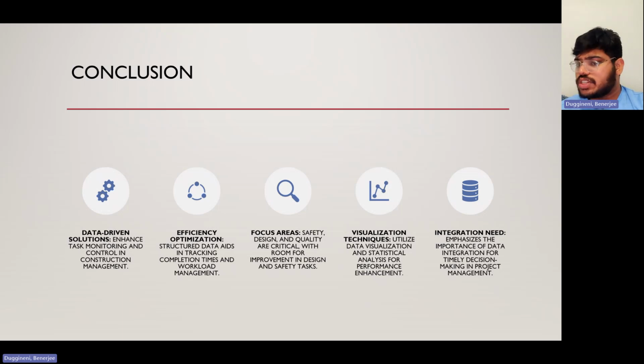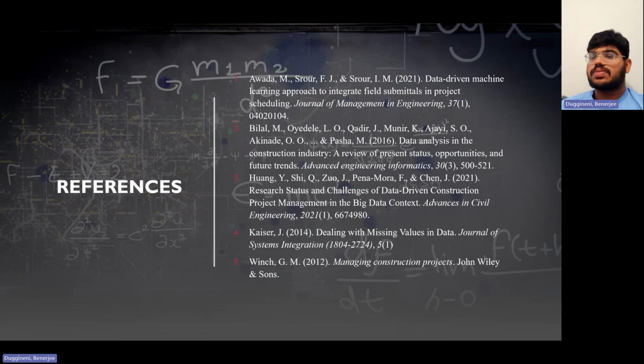And coming to the visualization techniques, utilize data visualization and statistical analysis for more performance enhancement, like better task tracking. And coming to the integration, we need to emphasize the importance of data integration for timely decision making in project management. And these are the references we have taken for the project.